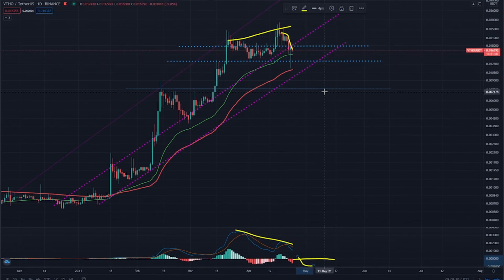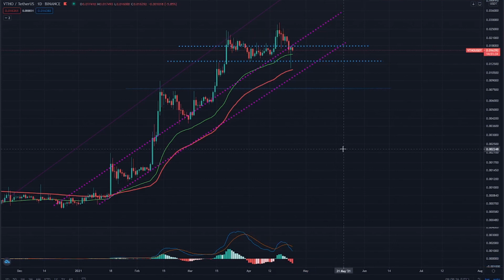And this is it for today's overview of VeChain and also some technical analysis of the two tokens of the VeChain platform.